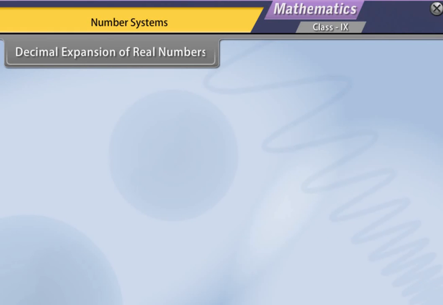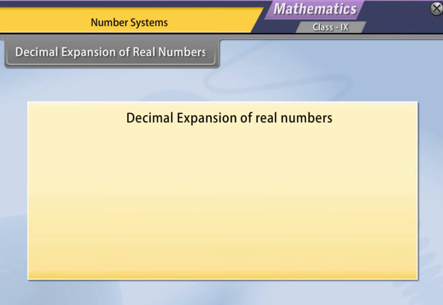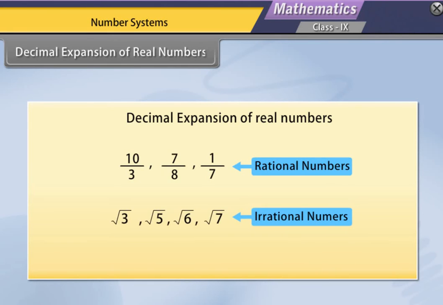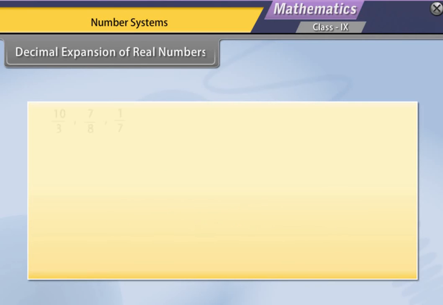Decimal expansion of real numbers. We have learnt about the real numbers. Now we will look at the decimal expansion of real numbers. By this expansion, we can distinguish between rationals and irrationals. Let us first take rational numbers. We will find the decimal expansion of these 3 numbers.